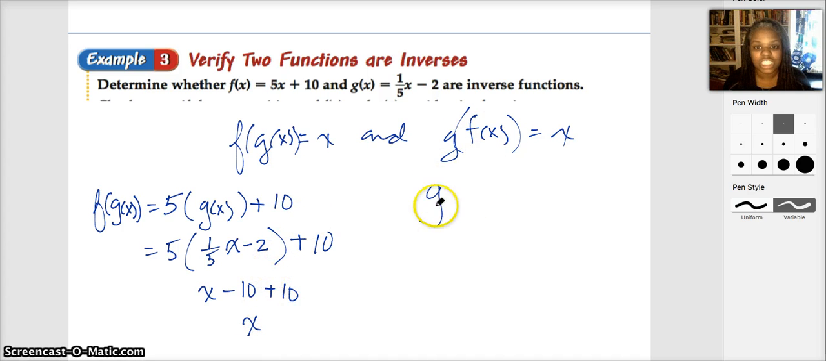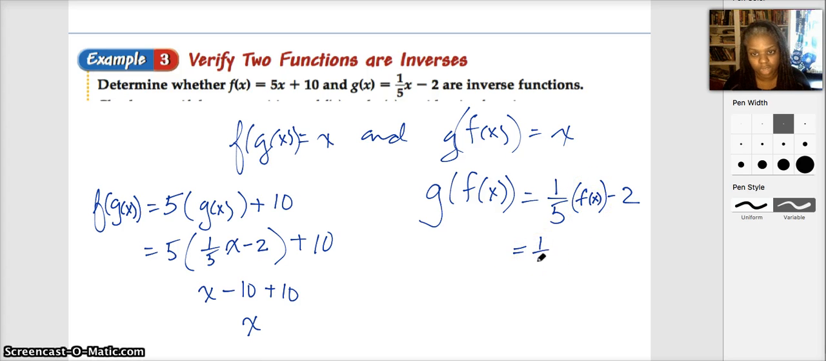So now we're doing g of f of x, and we know that g of x is 1/5 times the x value, or whatever we're going to plug in there. What are we plugging in there? We are plugging in f of x. What is f of x? Let's rewrite it such that we have f of x in there. So we have 1/5 times 5x plus 10, minus 2.